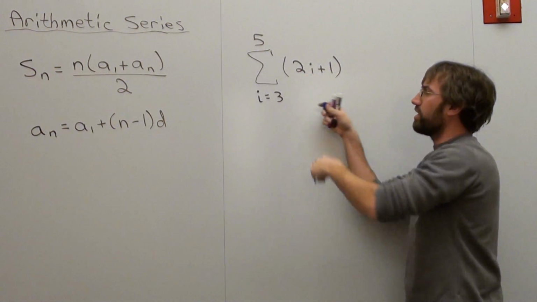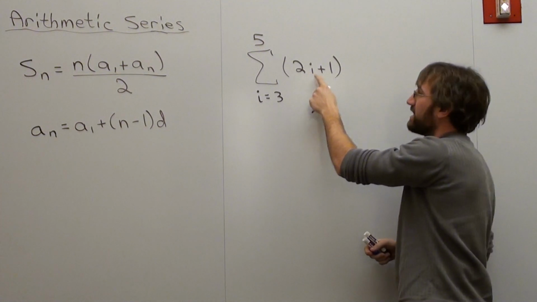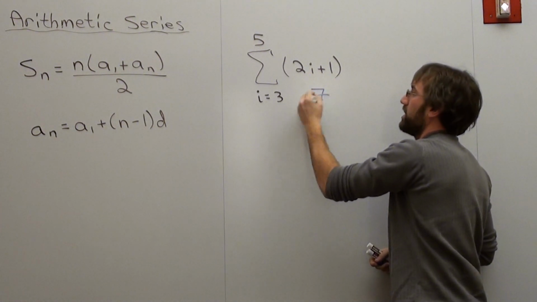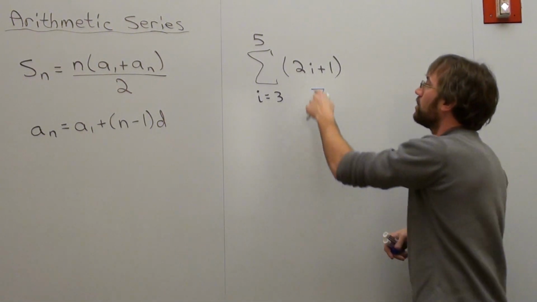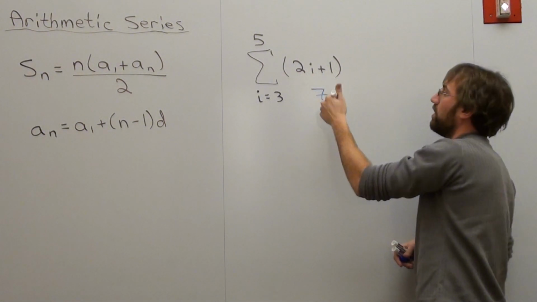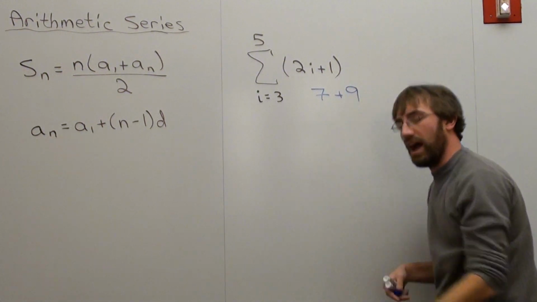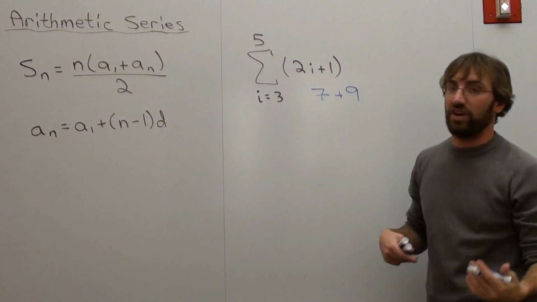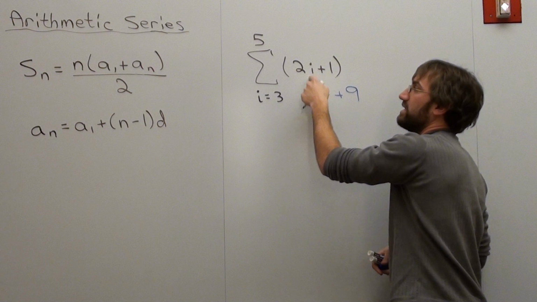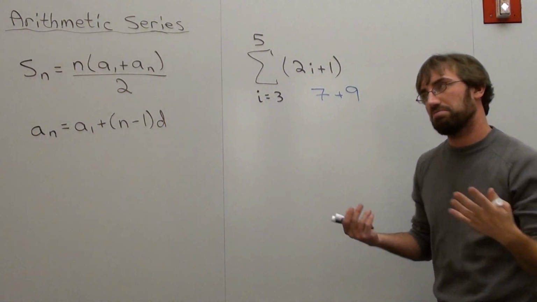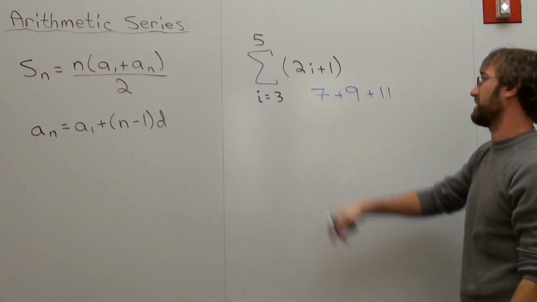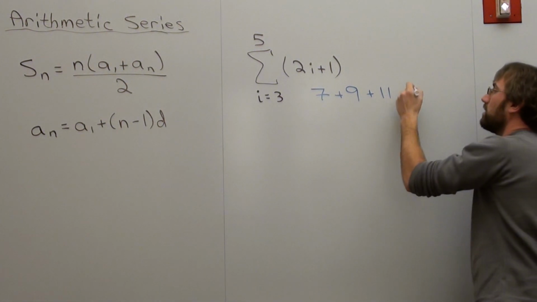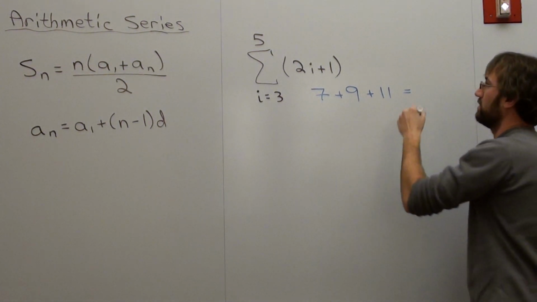So I'm going to do that right here. I'm going to substitute in 3 first. So 2 times 3 is 6. 6 plus 1 is 7. So I substituted in 3. The next number I substitute in is 4. 2 times 4 is 8. 8 plus 1 is 9. Now I'm going to substitute in 5. 2 times 5 is 10. 10 plus 1 is 11. 11 plus 9 plus 7 is 27.